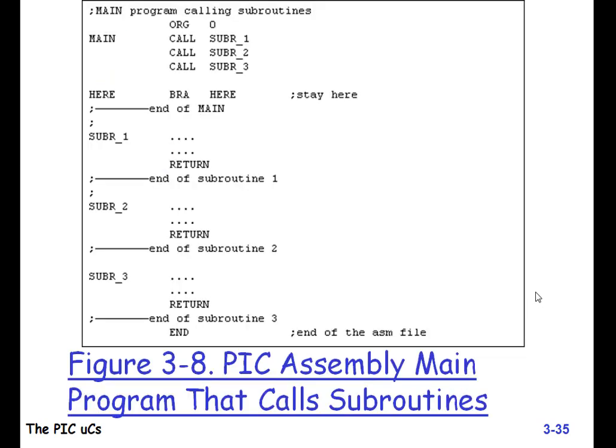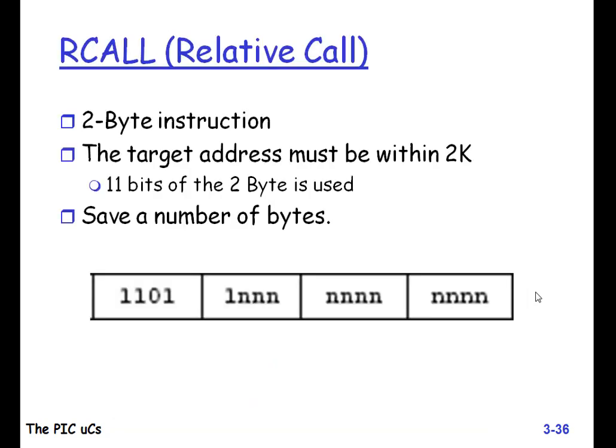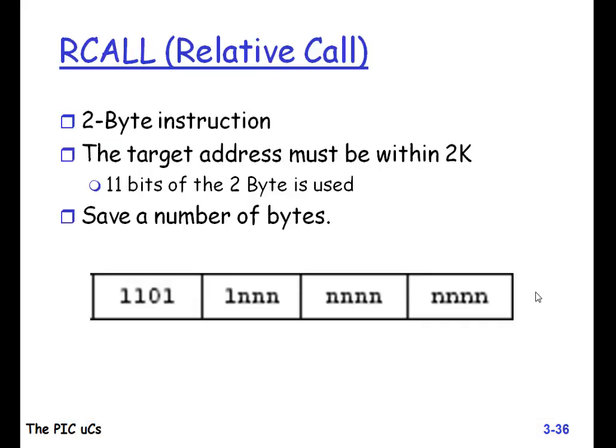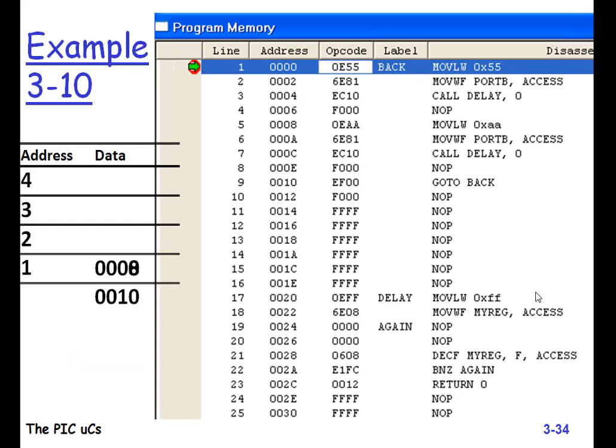You see the assembly and MicroC, and the second one is RCALL, relative call. It's a 2-byte instruction. The target address must be within 2K, as 11 bits of the 2 bytes are used. There is an interface of MicroC showing how it will be operated. This is the MicroC code of example number 3.12, which we discussed in previous slides.